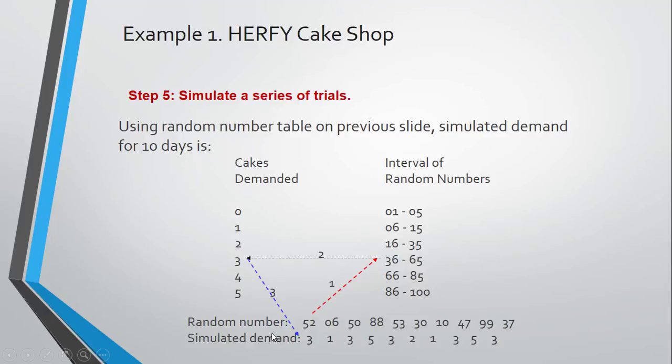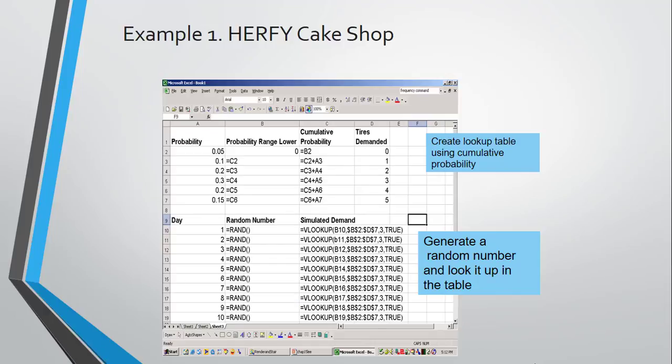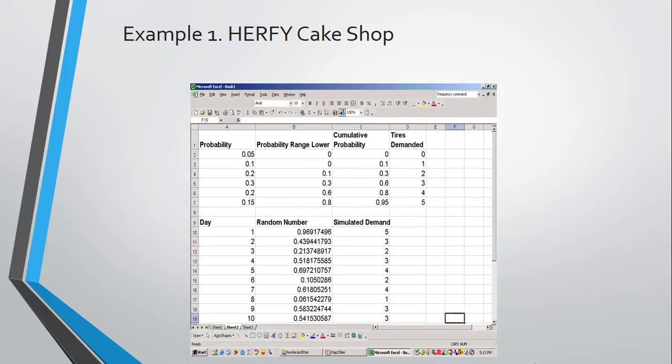So by using these random numbers, you can create a simulated demand of 3 cakes on this day, then 1 cake, 3, 5, 3, 2, 1, 3, 5, 3, etc. That's how you estimate random demand for your cake. In fact, you can also use computers to create a lookup table using cumulative probability. You generate a random number and look it up in the table, doing the exact same thing as we just did. You calculate the simulated demand just like right here: 5 cakes on day 1, 3 cakes on day 2, etc.